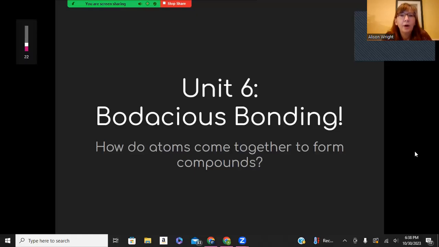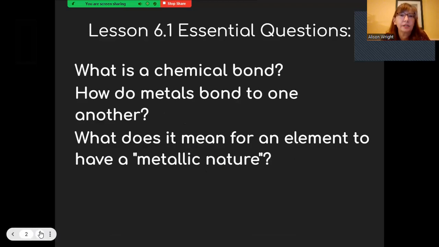Hey, Chem Kids. Well, it's what, 3 months into chemistry class, and we are finally ready to talk about chemical bonding. That took a while. So let's go ahead and see, how do atoms come together to form compounds?